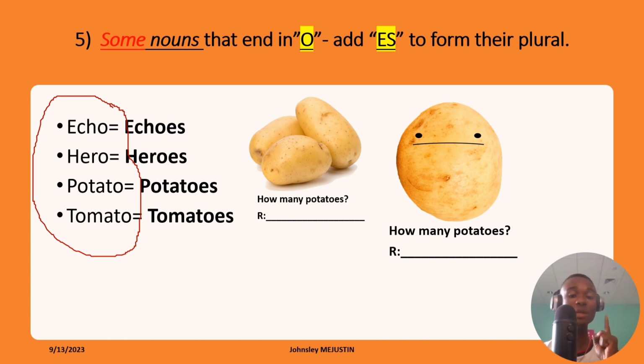But we have some exceptions, okay? So this is the general rule for words that end in O. How many potatoes do you see here? 1, 2, 3. So we have 3 potatoes. And how many potatoes do you see here? So that looks like a head. You know, 1 eye, 2 eyes, and this thing here looks like the mouth. It doesn't look like a potato. But anyway, we have 1 potato right here. So 3 potatoes, 1 potato.